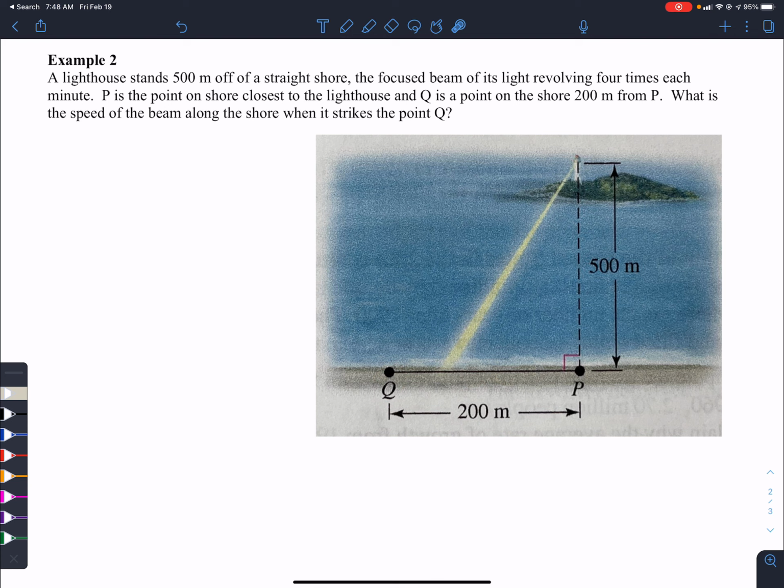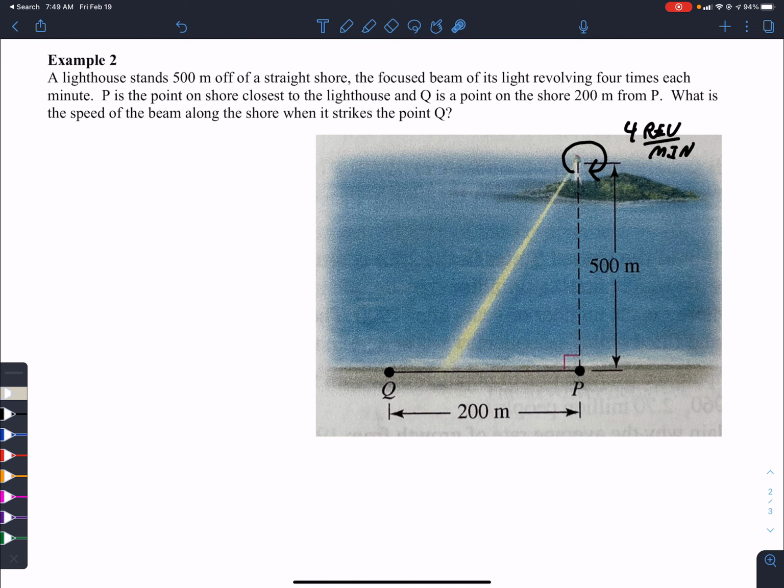And we're told this light beam is spinning in circles, right? It's rotating. How fast is it rotating? We're going to talk about that. That thing's rotating 4 revolutions per minute. We're told that right here, 4 times each minute. And we want to know the speed that the beam moves when it strikes Q. So this beam is moving this way. How fast is it moving at the point Q?